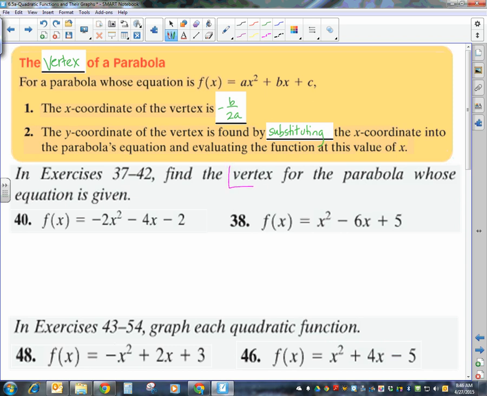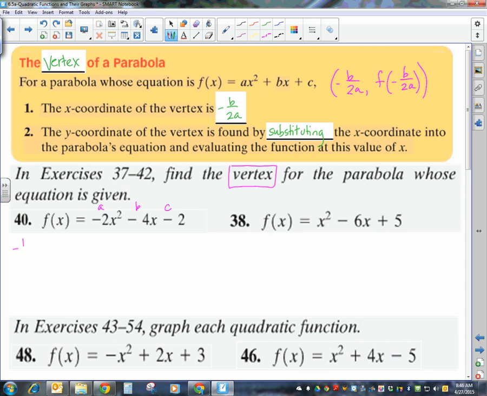We're supposed to be finding the vertex, okay? Now, I'm going to write it like this. Some people will get it. You'll see it this way later. Basically, your x is this, and your y is what happens when you take that number and you plug it into your function. Okay, so I'm going to go find, this is A, B, and C. A is negative 2, B is negative 4, and C is negative 2.